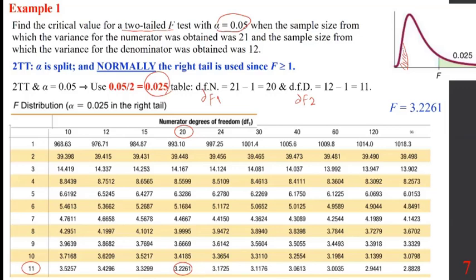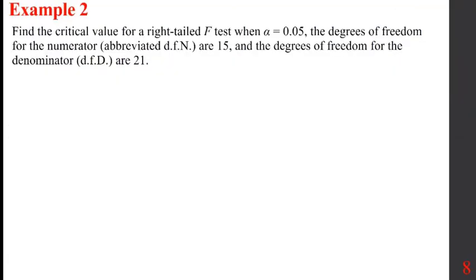For as long as we have the table in front of us, we can easily do the reading, and the very first thing is we choose the proper alpha. Most of the time alpha is 0.05, and most of the time it is a right-tailed test. Find the critical value for a right-tailed F-test when alpha is equal to 0.05. The degrees of freedom for the numerator, abbreviated DFN, are 15, and the degrees of freedom for the denominator, DFD, are 21. As you can see, alpha is 0.05, so that's the first thing we look at. And because it's a right-tailed test, then we need alpha of 0.05. Just for the sake of argument, if it were a left-tailed test, then to the right is 0.95. They don't have anything like that as far as the table is concerned.